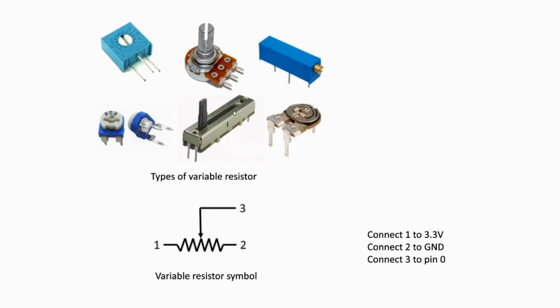There are some sliders. That's the one that we're going to be using. So the resistance between pin 1 and pin 2 has a fixed value. But the value across pin 1 and pin 3, or pin 2 and pin 3, is adjustable. We connect pin 1 to 3.3 volts, pin 2 to the ground, and pin 3 to pin 0 of a Microbit. When we adjust the resistor, we'll get the voltage on pin 3 between 0 and 3.3 volts, and the read analog pin block will have the full range between 0 and 1023.